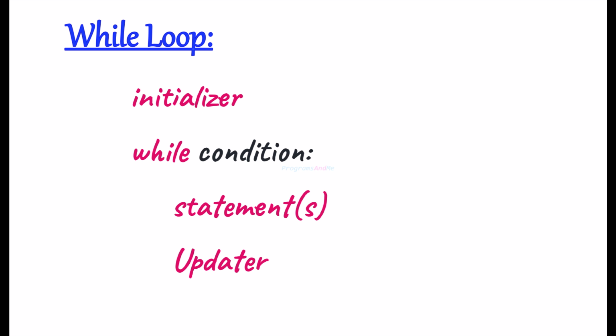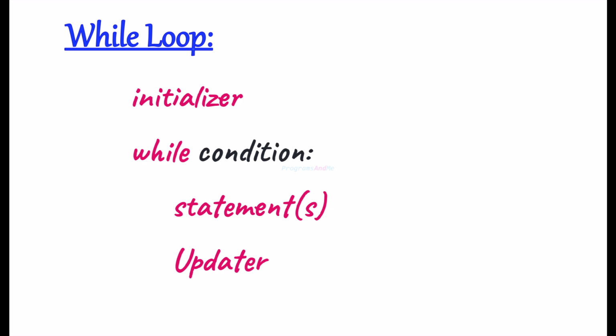Here indentation is very important. We need to place the initializer outside the loop and the updater inside the loop. Here while is the keyword and we need to use a colon after the condition. The loop continues to execute as long as the condition remains true. Once the condition evaluates to false, the loop terminates. The code inside the loop must be indented, which defines it as the loop's body. And we can combine multiple conditions using logical operators.